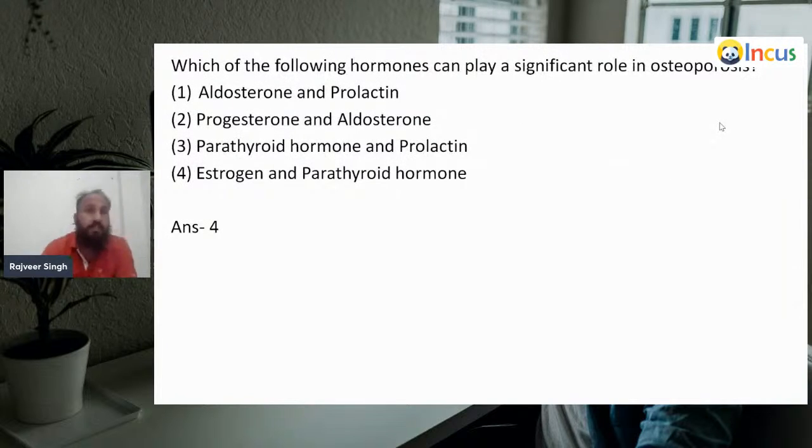Next question: which of the following hormones can play a significant role in osteoporosis? Aldosterone, prolactin, progesterone, aldosterone, parathyroid hormone, prolactin, estrogen and parathyroid hormone. The answer will be the fourth: estrogen and parathyroid hormone.